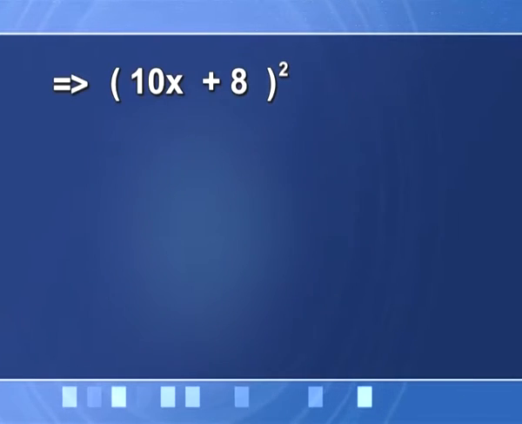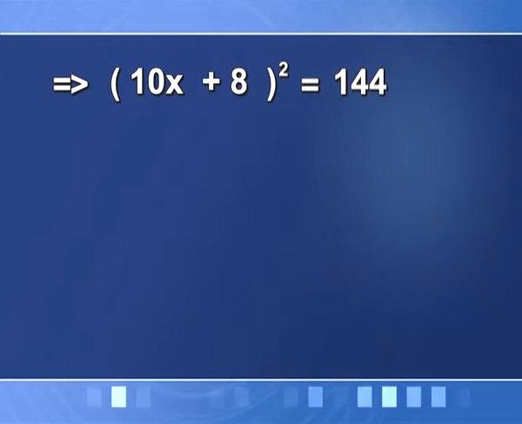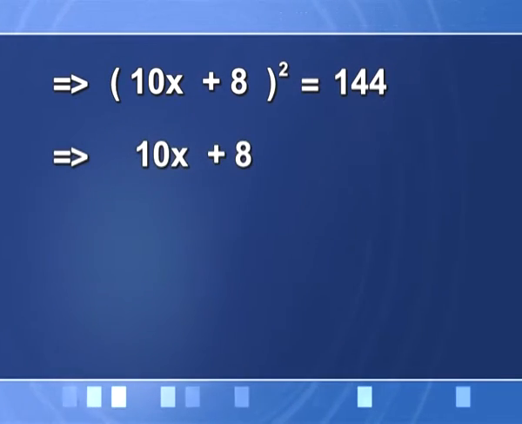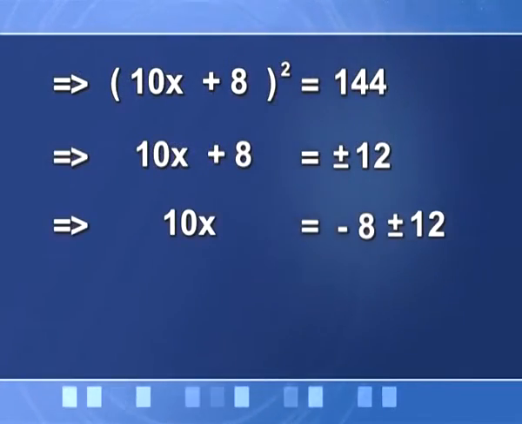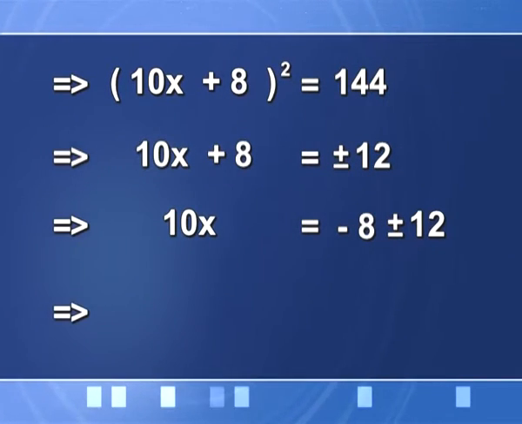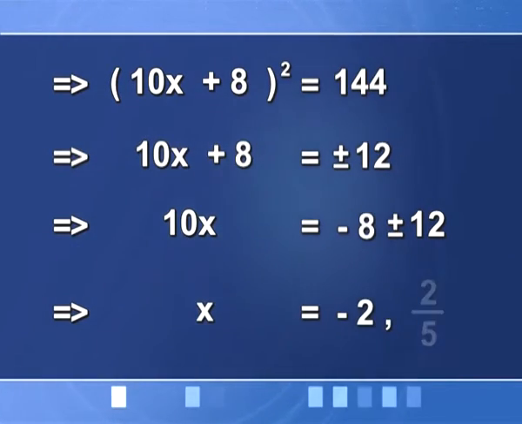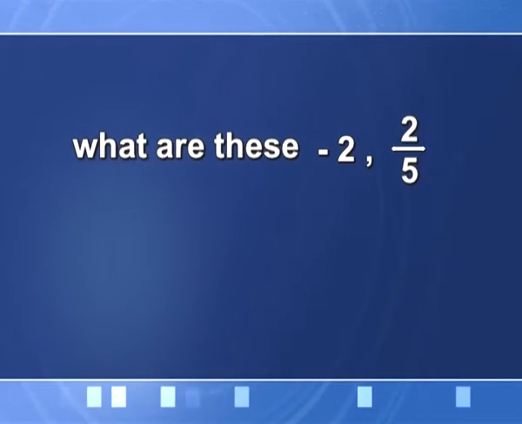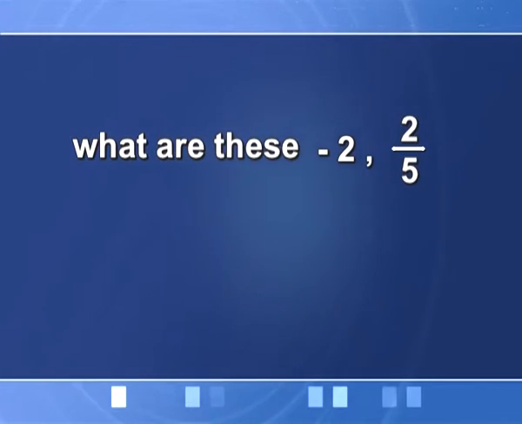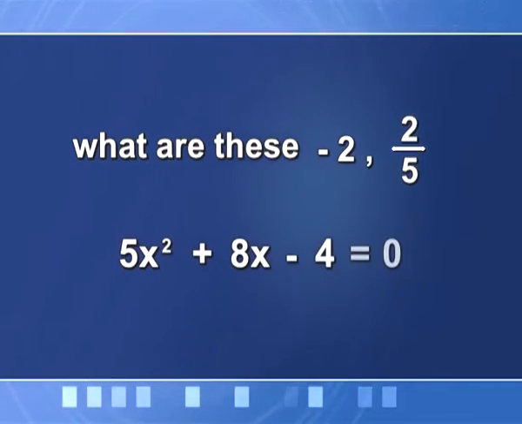The left hand side becomes the square of 10 x plus 8, which is equal to 144. Square root gives me 10 x plus 8 is equal to plus minus 12. Square root of 144 is 12. Because we are taking square root, I take the positive and negative sign both. Shifting 8 to the right hand side, then dividing by 10, I get x is equal to negative 2 or 2 by 5. What are these negative 2 and 2 by 5? These are the roots of the equation 5 x square plus 8 x minus 4 is equal to 0.